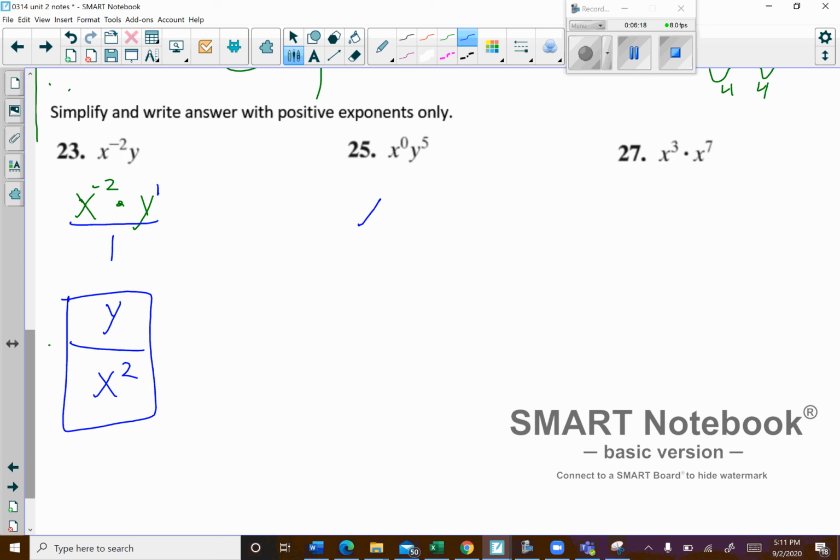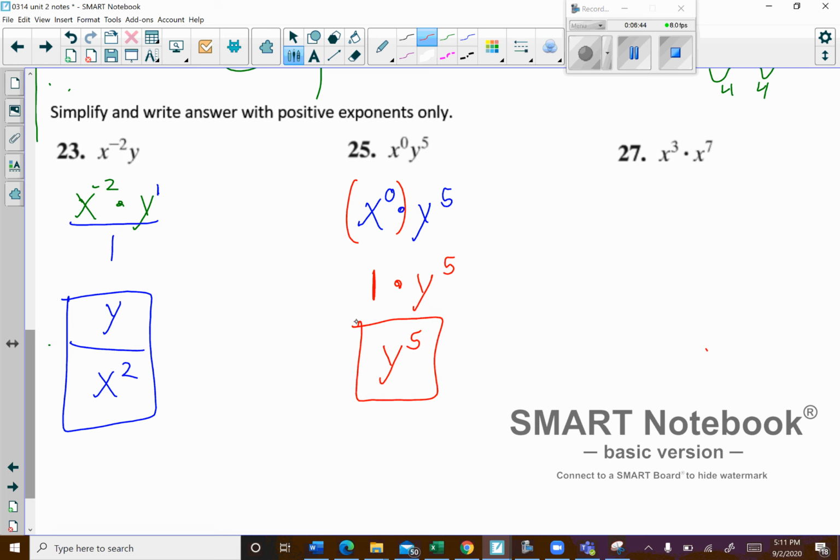Then right here on 25, let's see, I have x to the power of 0 times y to the power of 5. So right here, the directions probably should have had something about assume all variables are not zeros. So assuming that x is some number other than 0, this would turn into a 1. 1 times y to the power of 5 will be y to the power of 5.